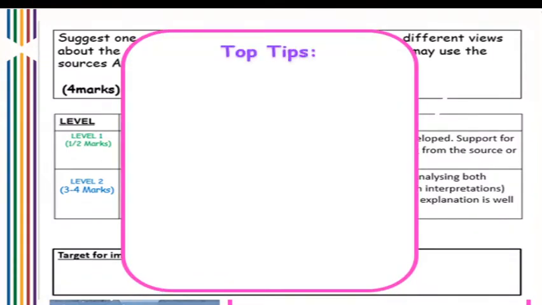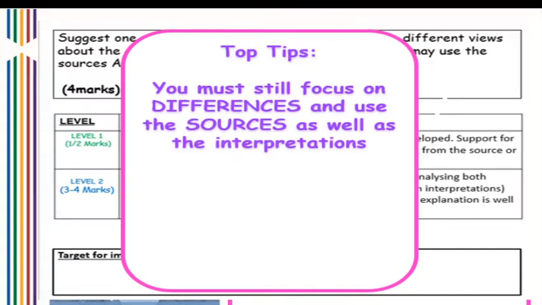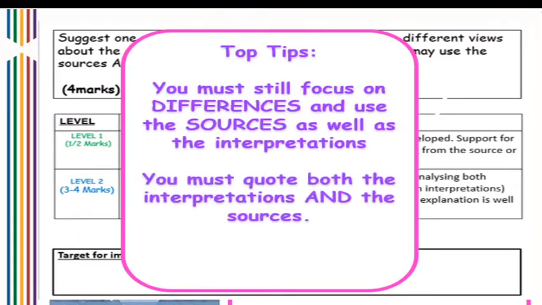So a couple of top tips before we get going with this question. So you must still focus on differences, okay? So even though, yes, we're bringing in the sources and we're thinking about why they differ, at the end of the day, it's still differences, okay? So build on what you've already said in question 3B. Use that as your starting point. Okay? And then once again, you must use the sources.